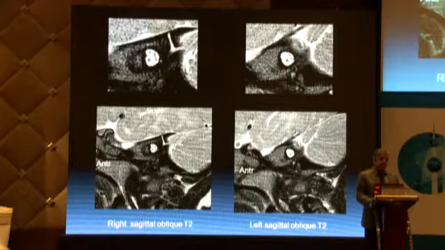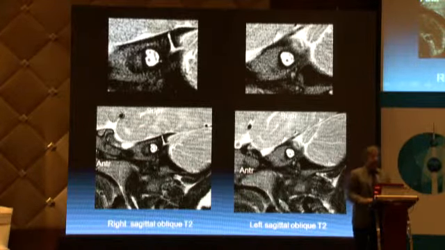Now, if you look at these images, these are sagittal oblique T2 images. This is on the right side. This is on the left side. This is a magnified view of the right side. This is a magnified view of the same left side. So if you look at these sagittal oblique T2 images, these are done through the internal auditory canals.